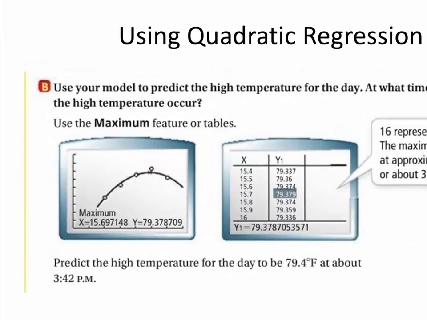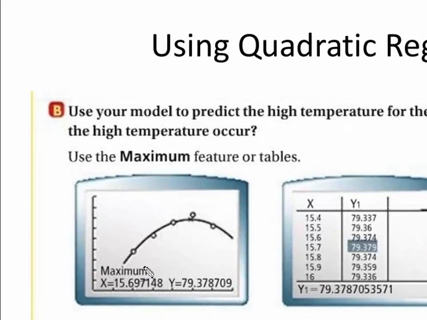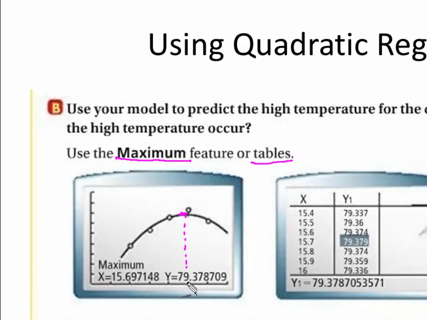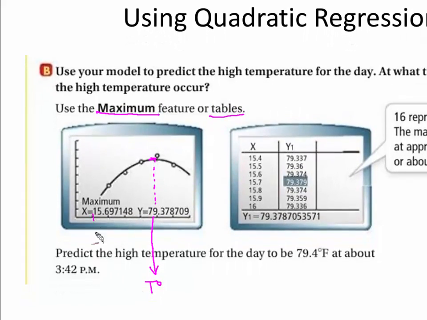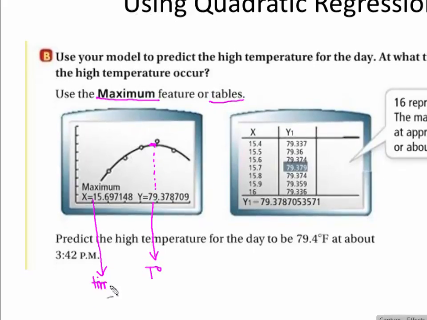the day. All we need to do is to use the maximum features of your calculator, or just use the table functions. By using the maximum feature of your calculator, they give you an estimate maximum right here, which is 15.69 for the x value and 79.37 for the y value. Remember, y is the temperature and x is the time.